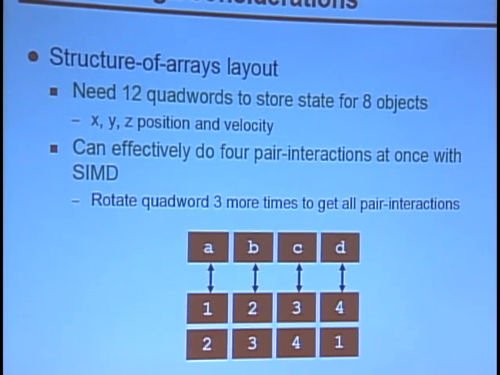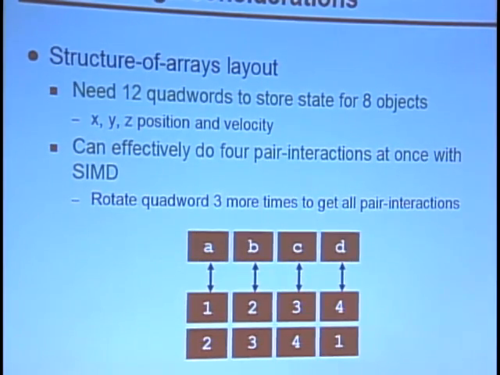if we're storing state for 8 objects, then for each object we need the position and the velocity, and for each of those we have x, y, and z. So that means to store state for 8 objects, we need 8 times 6 is 48 words. And we can put those in 12 quad words if we pack them right.